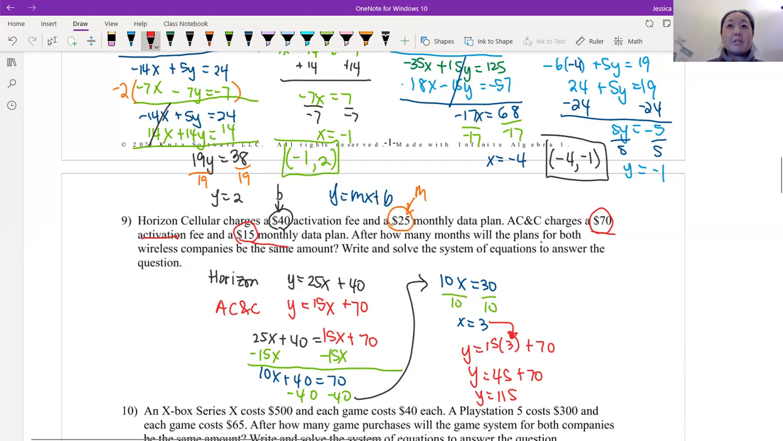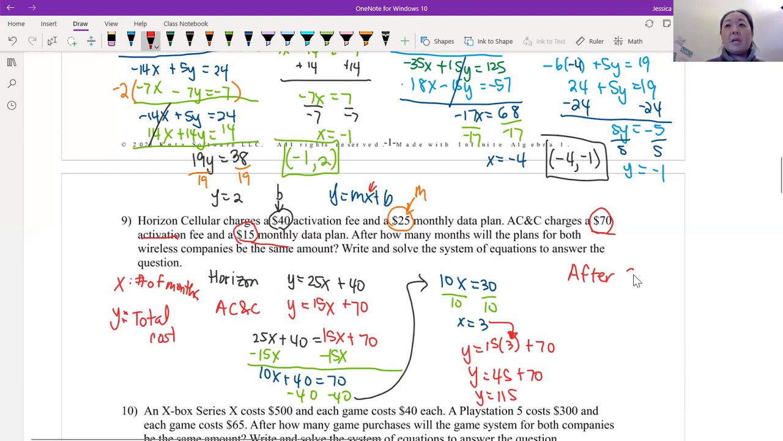So make sure you're answering the question. It says, after how many months will the plans for both wireless companies be the same amount? So we're going to say, after, which one tells us the months again? Remember, that's the x. X is the one that we keep on multiplying with the monthly data plan amount. So x is the number of months. And y would be how much it costs altogether, so total cost.